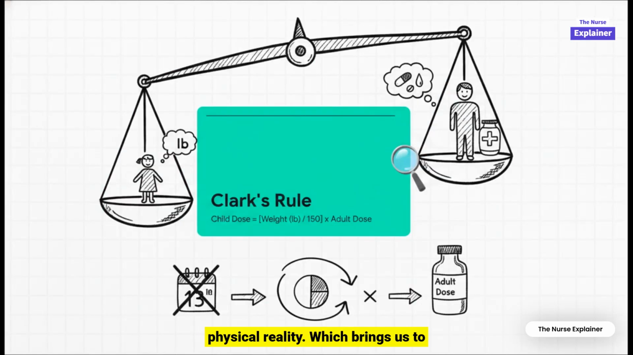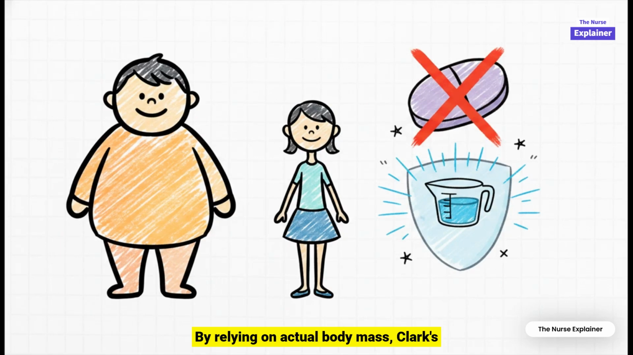Which brings us to Clark's rule. Look at how this shifts the paradigm. It drops age completely. Instead, you take the child's actual weight in pounds, divide it by an assumed average adult weight of 150 pounds, and multiply by the adult dose. By relying on actual body mass, Clark's rule is fantastic at preventing accidental overdoses. Think about a child who's older chronologically, but maybe falls into a much lower weight percentile due to genetics or illness. An age-based rule might overdose them, right? But Clark's rule safely scales that med to their actual volume of distribution.